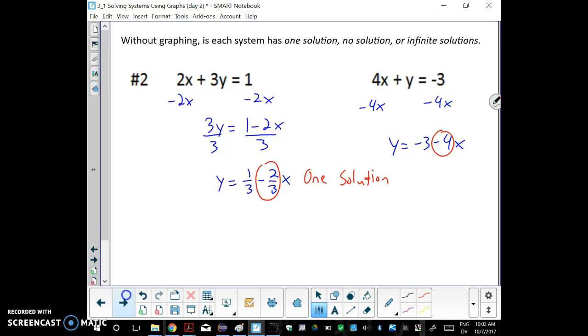All right, so this would just be a review from yesterday where we can use Desmos to graph these real quick and find the one solution. So if you want to pause the video, load up Desmos, give that a shot.